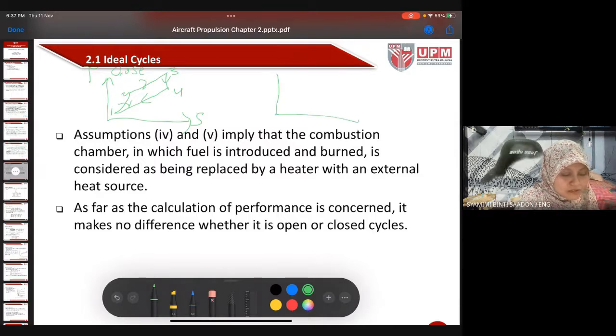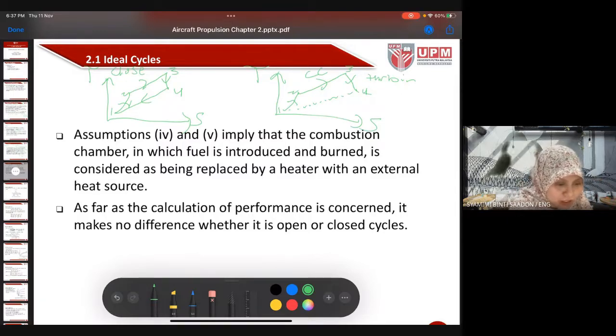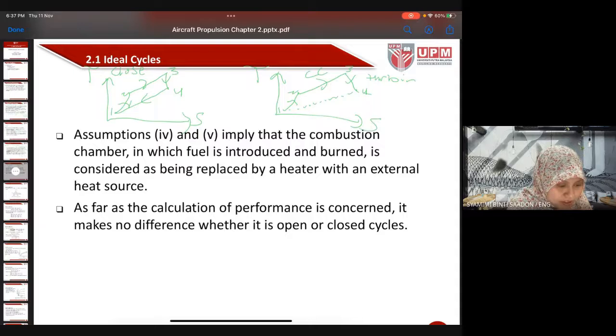Another one, if we have a TS diagram for an open cycle, for example for an aero engine, the cycle is open. For the basic one, 1 to 2 is again the compressor, 2 to 3 is the combustion chamber, and 3 to 4 is the turbine expansion. Then the heat will be rejected to the heat sink, the outside environment. But those assumptions can be applied to both open and closed cycles.